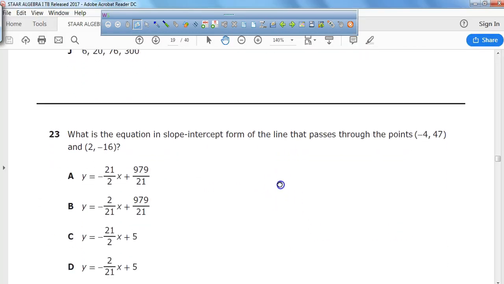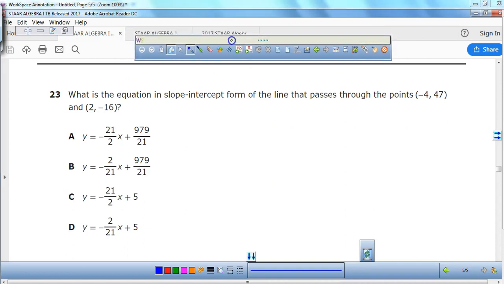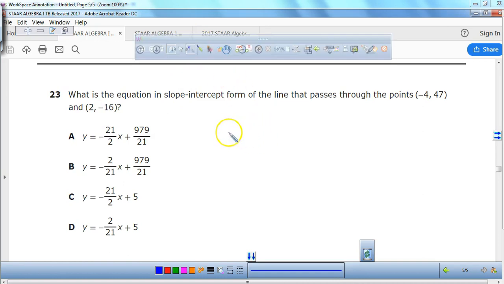Right here. All right, problem 23. It's asking us to find what is the equation in slope-intercept form of the line that passes through (-4, 47) and (2, -16). Now you don't really have to plot those points to figure those out. So we're going to do a couple of different ways here. All right, the first way we're going to do is just use the graphing calculator.